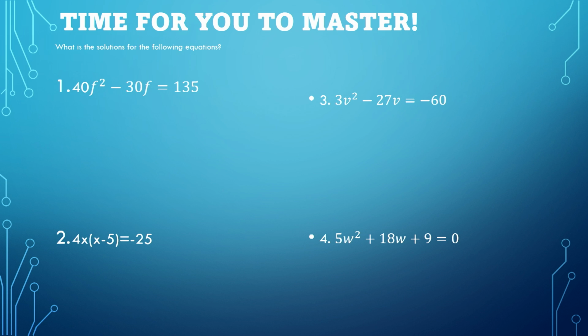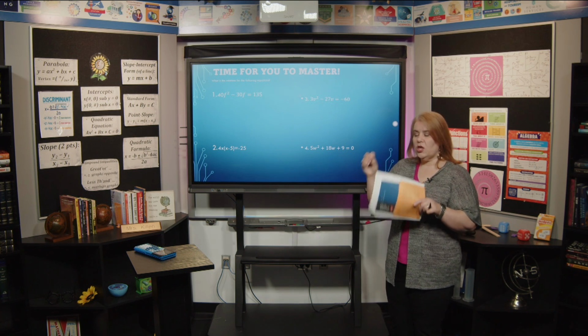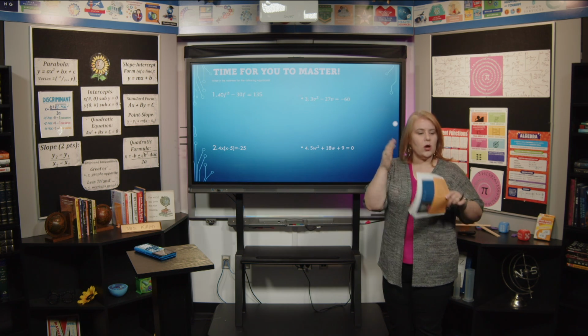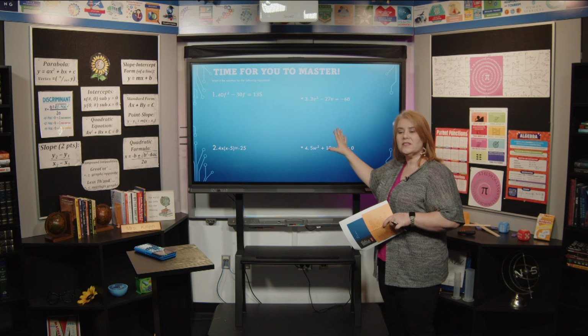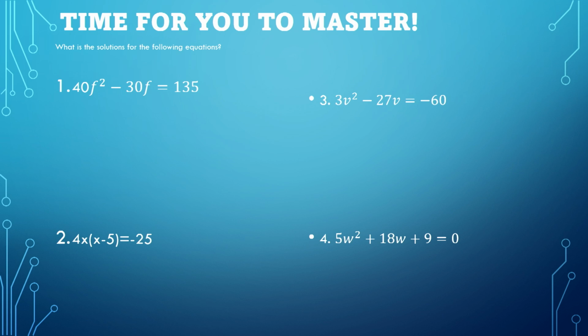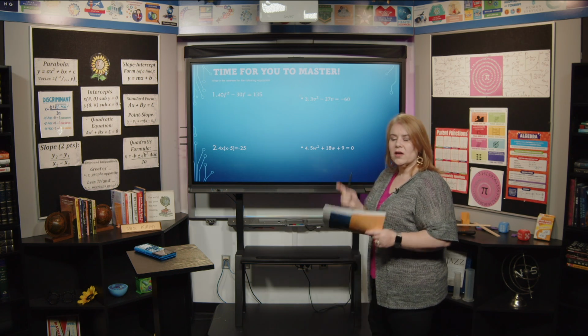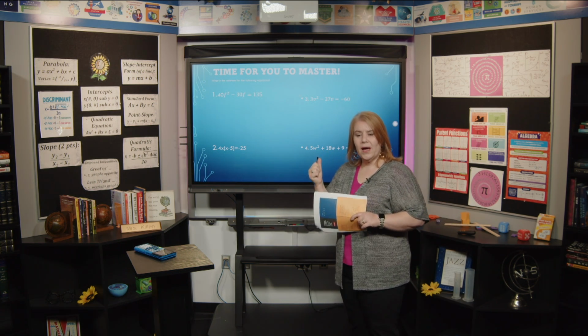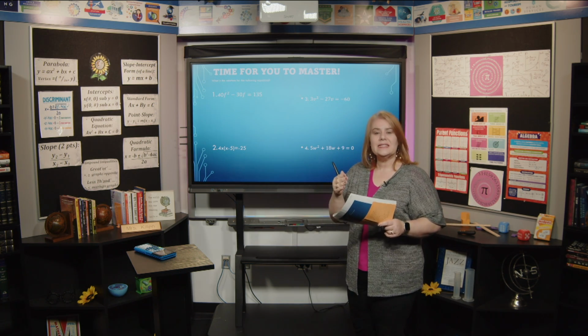Now it's time for us to master what we've learned. What is the solution to the following equations? And we've got 4. Pause the video. Go ahead, you with your table partner or you individually, go ahead and work these 4 and then come back to me and let's see what we've got. All right, I'm going to go ahead and work. You check your work with mine, check my work with yours, and let's see what we come up with.